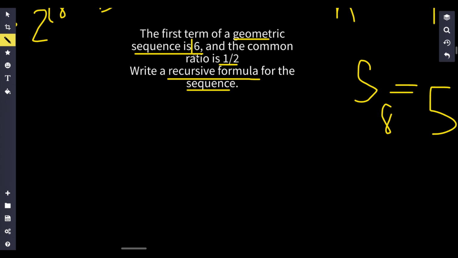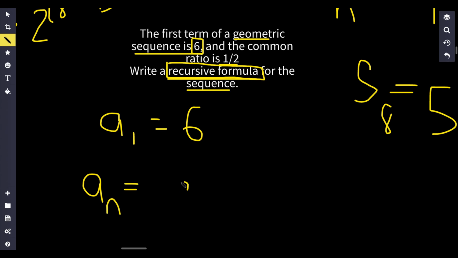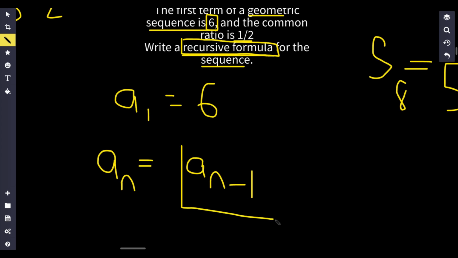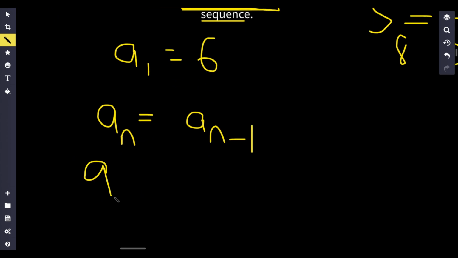For a recursive formula, we always have to write out what our first term is equal to. So our first term is equal to 6. Now, the next step is to write a sub n, then an equal sign, and then a sub n minus 1. A sub n minus 1 represents the previous term to a sub n. For example, if I have a sub 8, then the term before it is a sub 8 minus 1, or a sub 7.